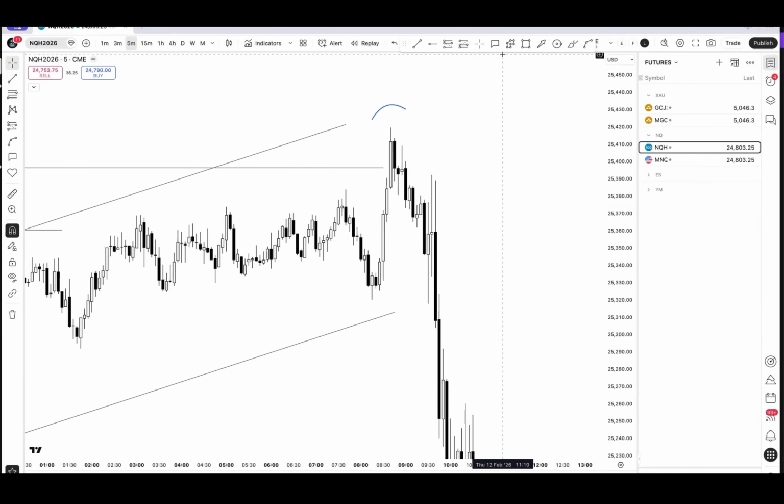Price creates this type of price action right here. How do you do it? Like boom, boom, and then we just boom. Sellers trapped. Sell right here.